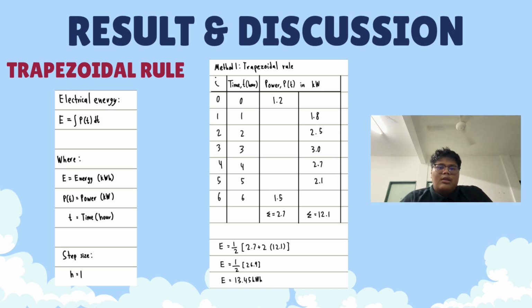After substituting into the trapezoidal formula, the total energy obtained is 13.45 kilowatt hours. This means the appliance or system uses 13.45 kilowatt hours of energy over 6 hours.